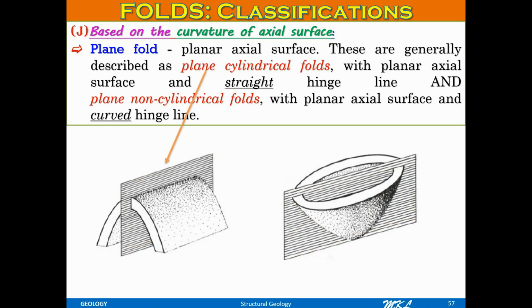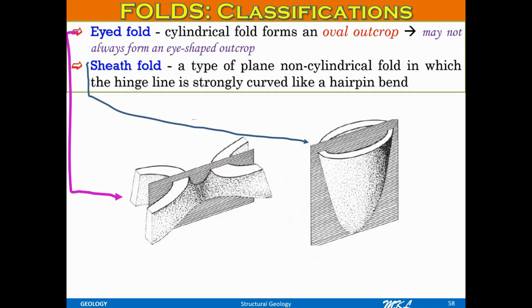Now, there is another type of fold, the cylindrical fold that forms an oval outcrop, though it may not always form an eye-shaped outcrop. This type of fold is also called an eyed fold, and this type is called the sheath fold, a non-cylindrical fold whose hinge line is strongly curved like a hairpin bend. That's why it's called a sheath fold.